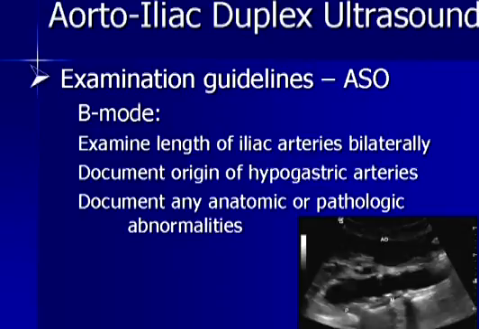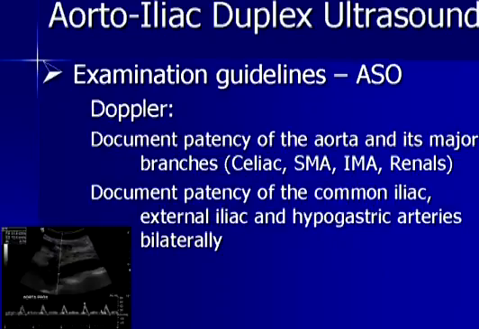The iliac arteries should be examined throughout their entire length from the aortic bifurcation to the groin. You want to document the origin of the internal iliac arteries, often called, as I mentioned, the hypogastric arteries. And if there are any anatomic or pathologic abnormalities, these of course should be documented in your B-mode image as well.